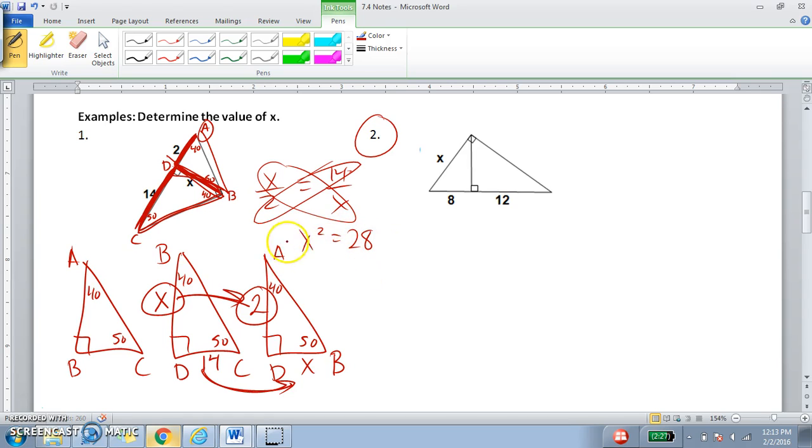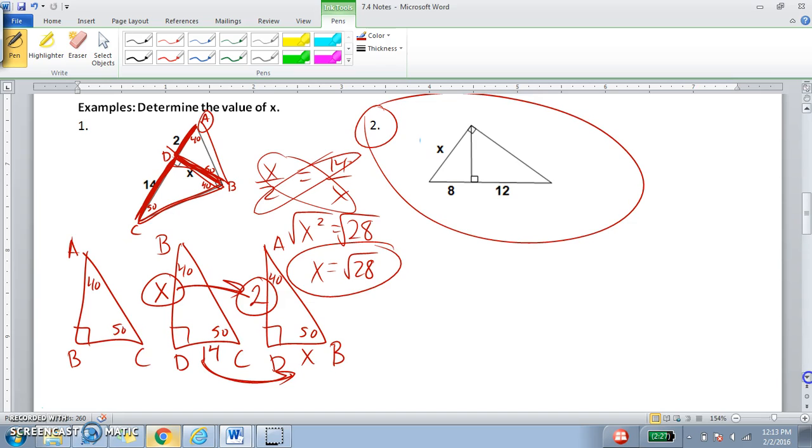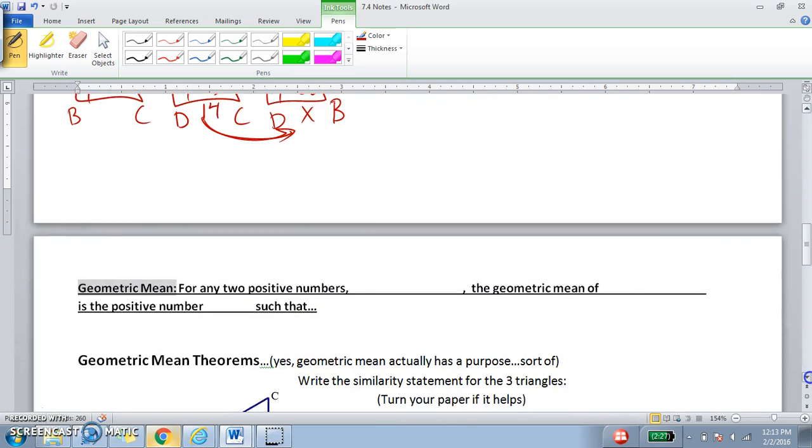To unsquare something, we would take the square root of it. So this is just going to be the square root of 28, which is not going to come out evenly. We could change it to a decimal. We'll just leave it like that for now. Like I said, we're going to skip this one and come back to it after we do this back page.